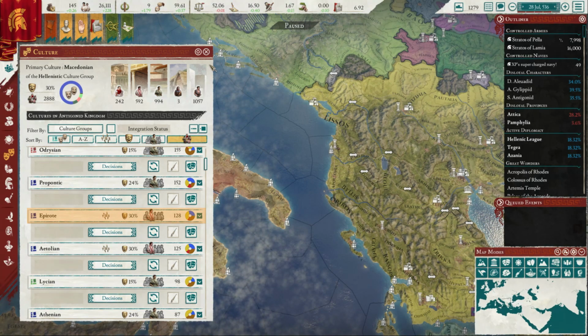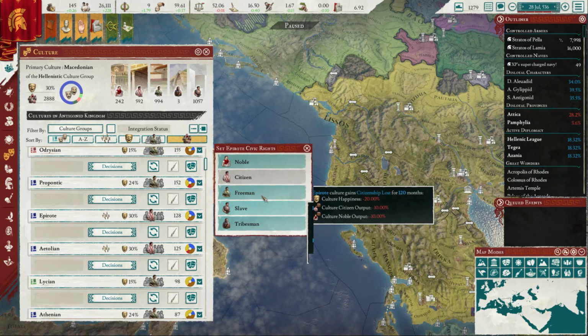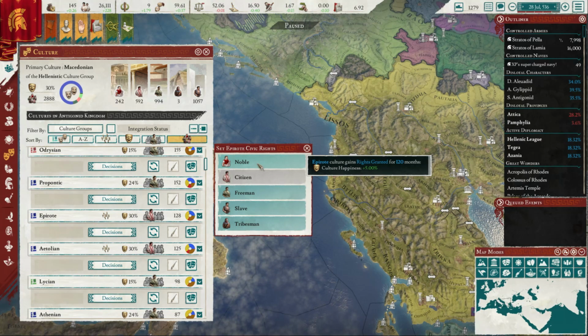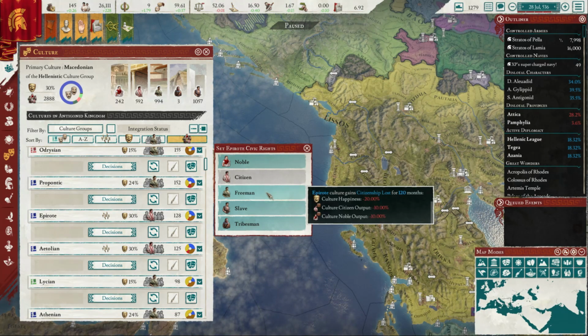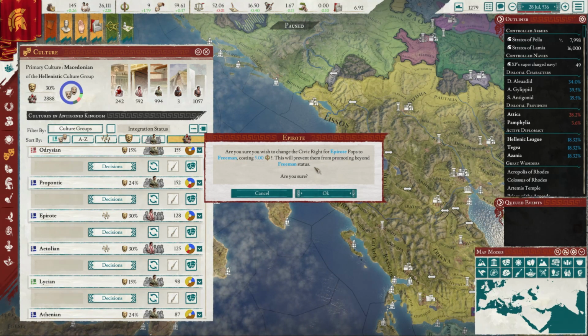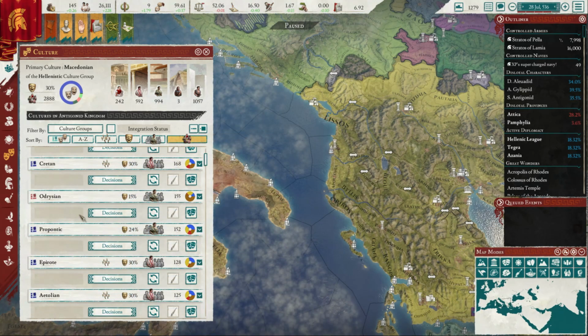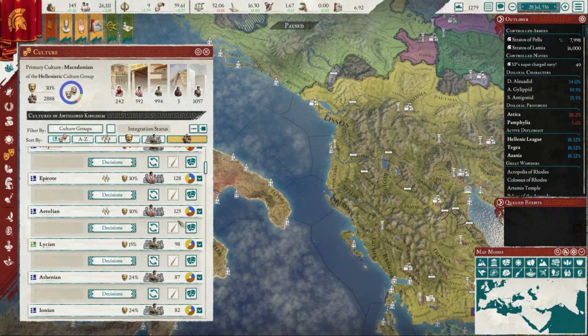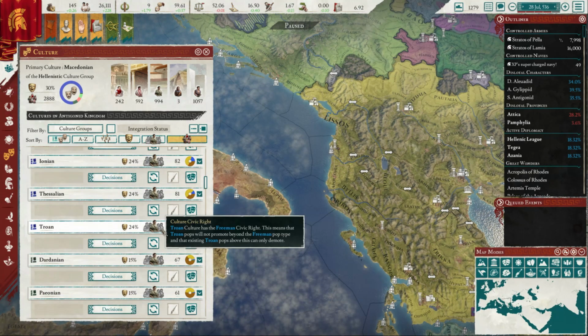If I wanted my Epirote pops to promote up to nobles, then I would have to set them as noble civic rights. If I were to change the civic rights of the Epirote pops to freemen, then the pops of Epirote culture would not be able to promote beyond the freeman category. If any Epirote pops are of a citizen or noble status, then they would be demoted to freeman over time. Civic rights basically allow you to determine the category of pops you wish a certain culture to have.